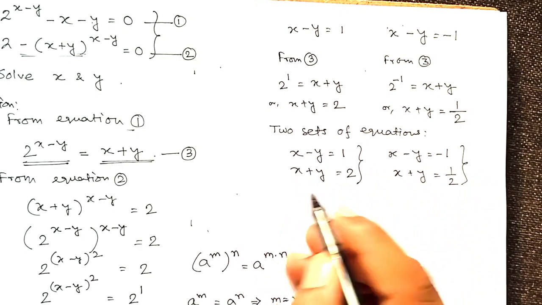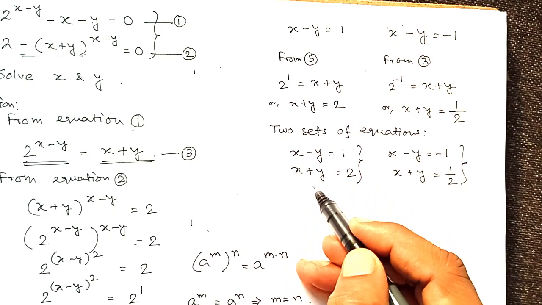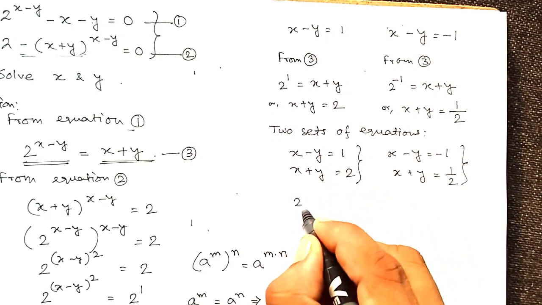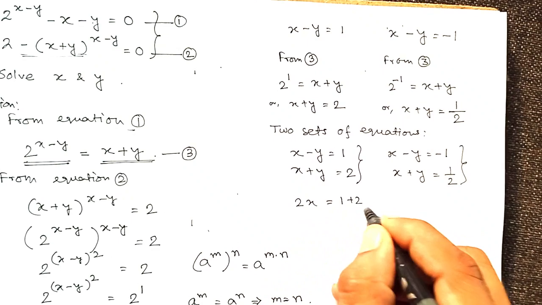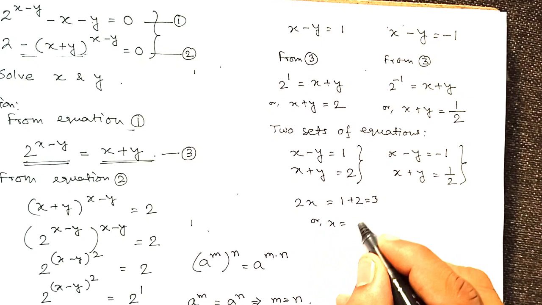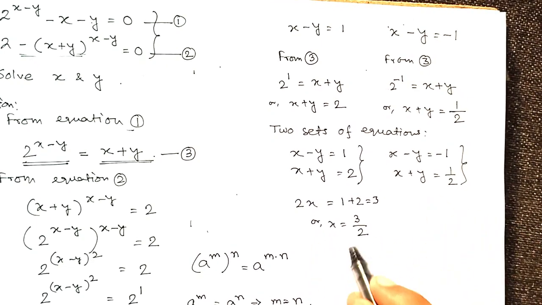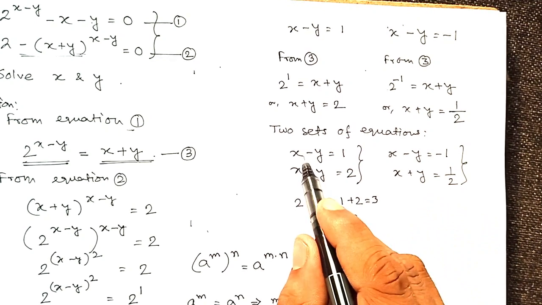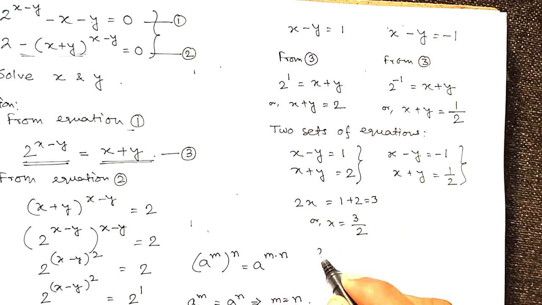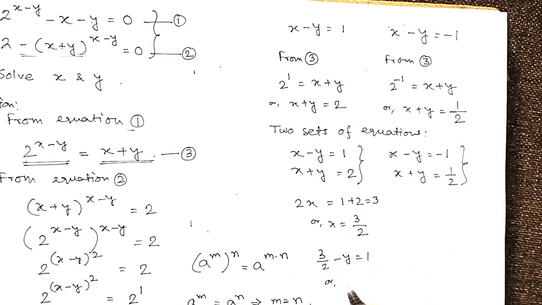Add these two equations, we will get x minus y plus x plus y. So minus y and plus y will be cancelled out, and it will be 2x is equal to 1 plus 2, that is 3, or x is equal to 3 by 2. And putting this x is equal to 3 by 2 in any of these equations, we will get 3 by 2 minus y is equal to 1, or y is equal to 3 by 2 minus 1, or y is equal to half.